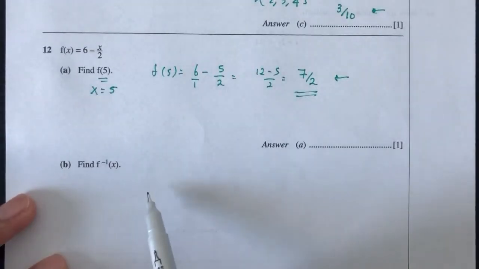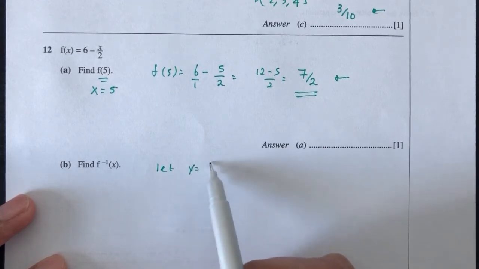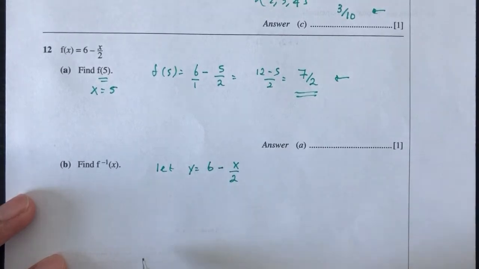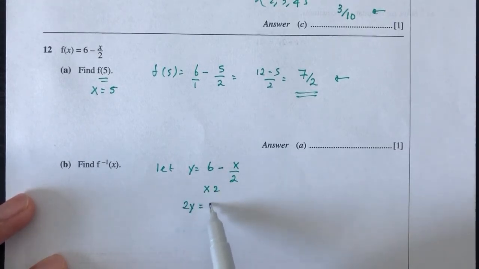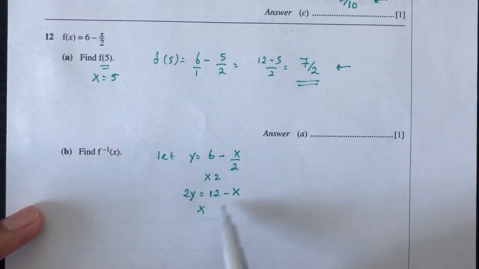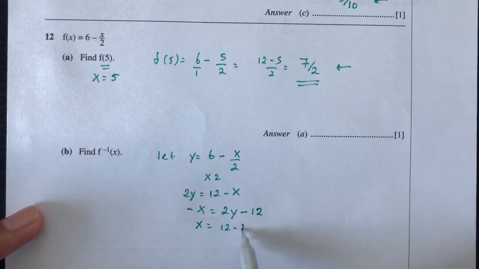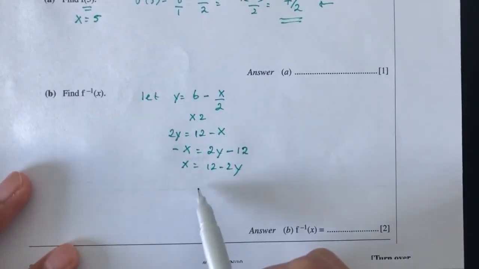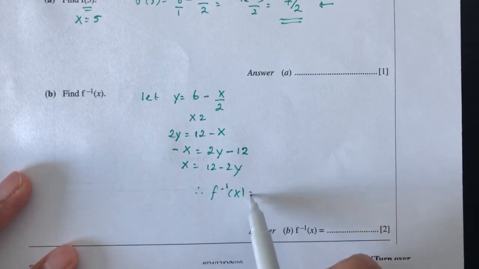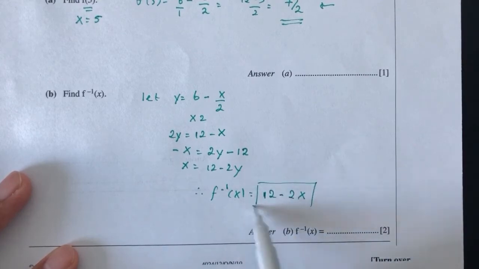And then part B, find the inverse of f of x. So first step is let y equal to f of x, which is 6 minus x over 2. So now let's multiply everywhere by 2. What do we have? We have 2y equal to 12 minus x. So let's make x the subject of formula. We have 2y minus 12, that's minus x. X will be 12 minus 2y. So f inverse of x will be 12 minus 2x, replace y by x. That will be your answer for part B.